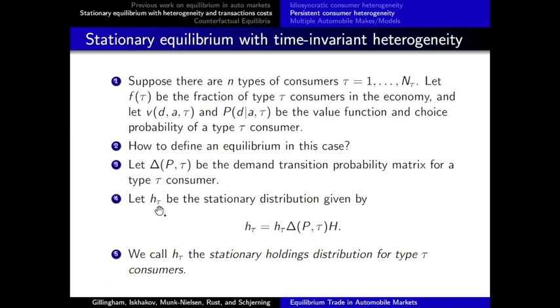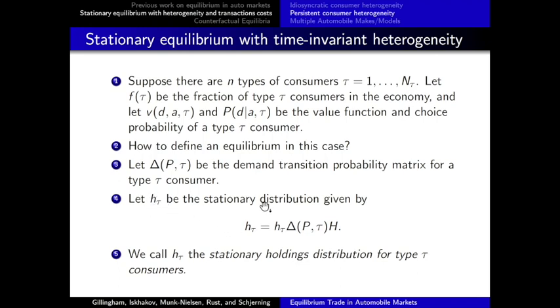Then there's also going to be a holding distribution for each tau, right? That keeps track of how many consumers of type tau hold the different types of cars. So this is like a vector with the same number of elements as we had before, right? One for each car. Okay, that denotes the fraction of the type tau consumers that own this car.